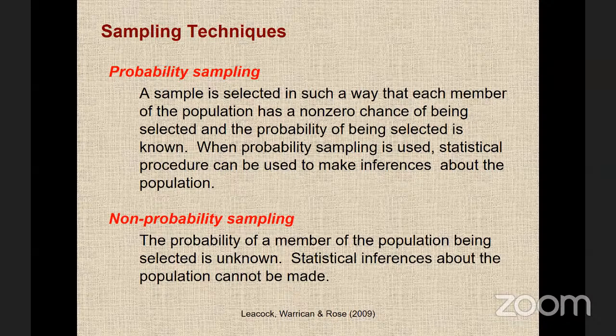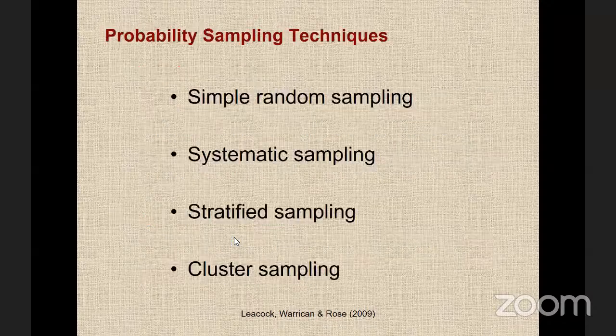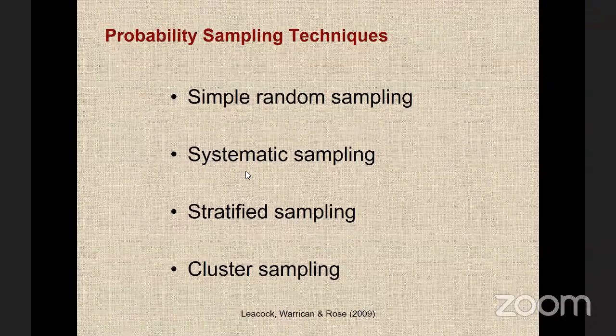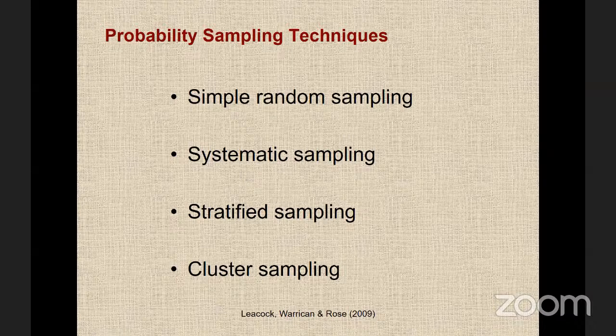In non-probability sampling, no matter what the methods are, it's not known if the members of the population are equally likely to be selected. And therefore, all statistical inferences are going to be problematic, so they cannot be made. When I go that far, I mean they should not be made, or they are going to be made with caveats. So the types of probability sampling techniques include simple random sampling, systematic sampling, stratified sampling, and cluster sampling.